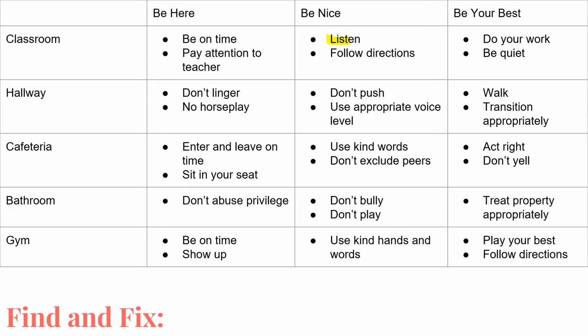So listen, we could say a little more. Listen and follow directives the first time. We can combine them down into one thing instead of having to say them in very strict, very rigid directives. Be your best in the classroom: do your work, be quiet. Well, I don't think be quiet is the best way we could say this. So how about we say, use a voice level indicated by your teacher for the activity.